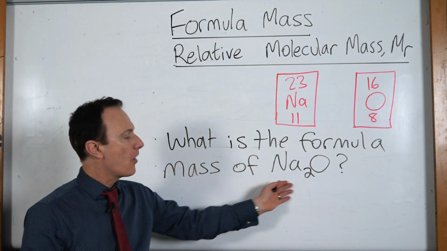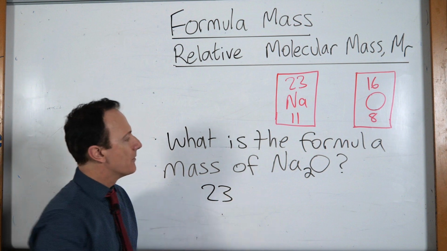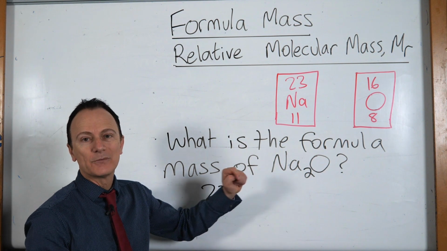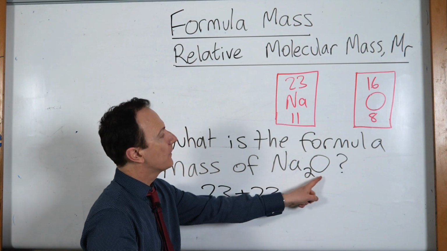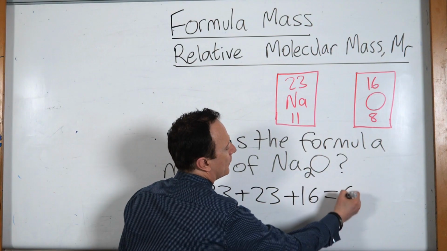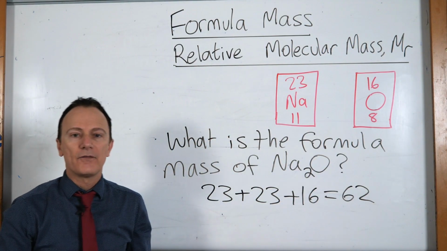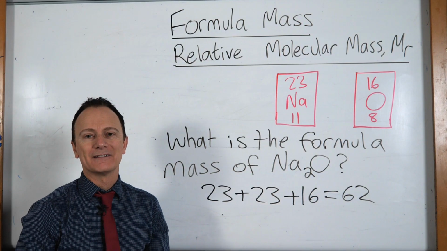We look at sodium and oxygen on the periodic table, and we're going to be using their mass numbers. So the mass of the whole molecule is going to be the mass of sodium, which is 23. But we've got to remember we've got 2 atoms of sodium, so we'll add that in again, plus the mass of the oxygen atom, and that comes to 62, the formula mass or relative molecular mass of sodium oxide.